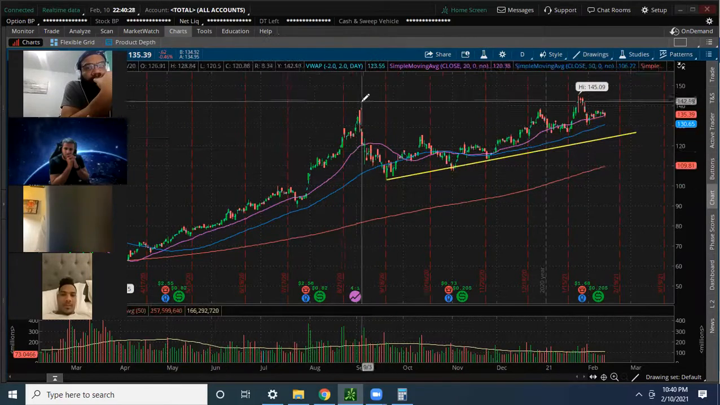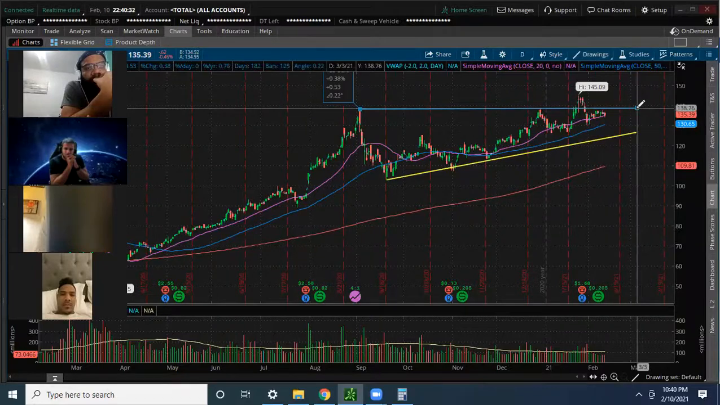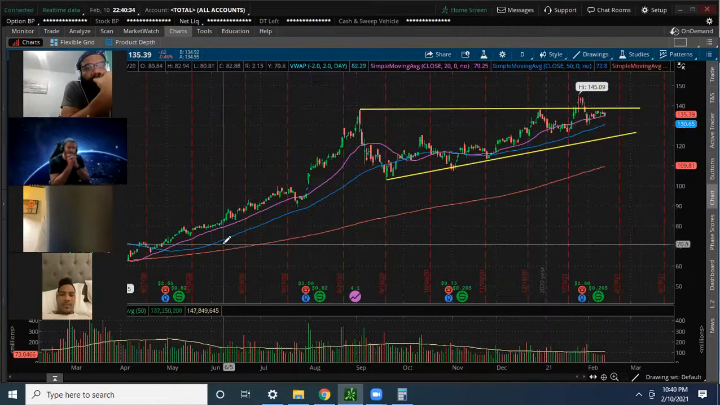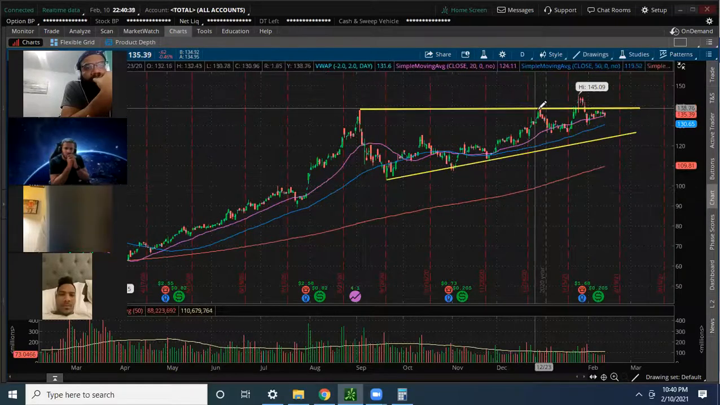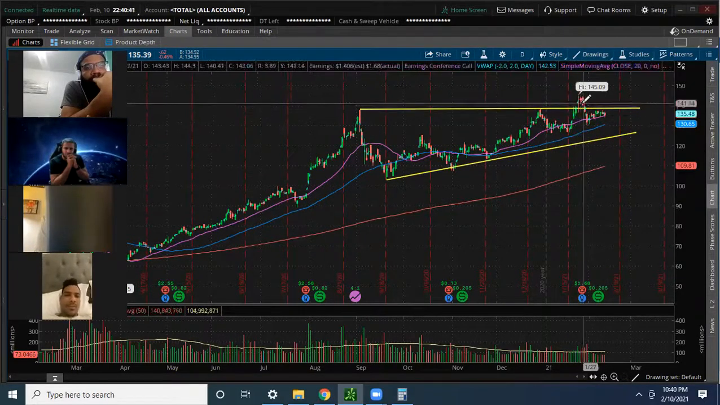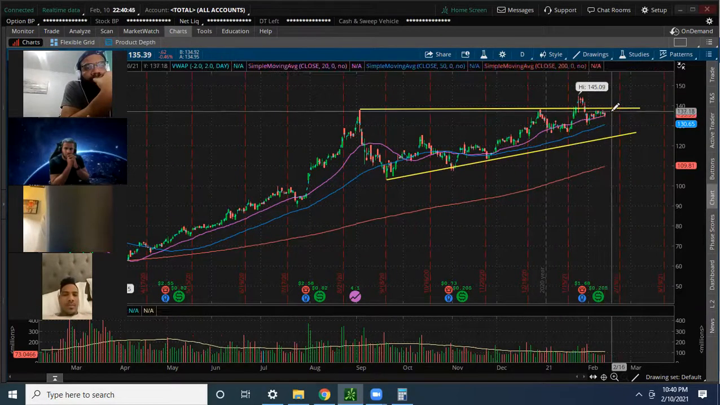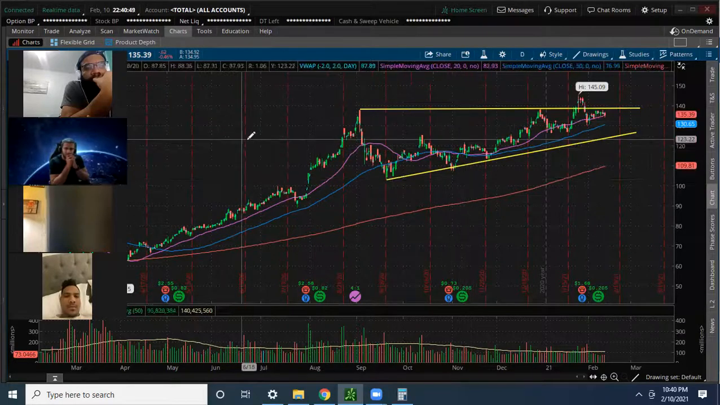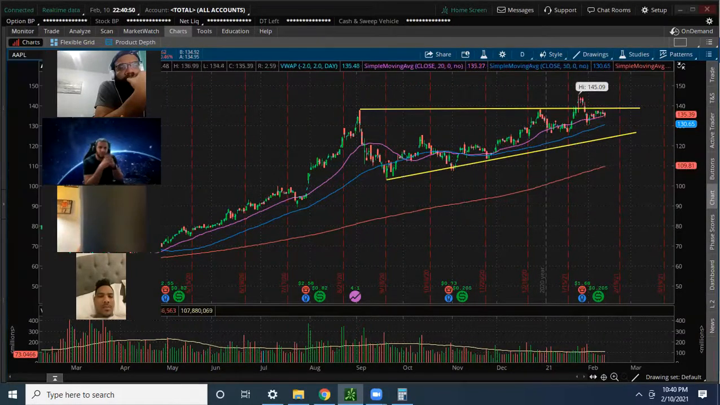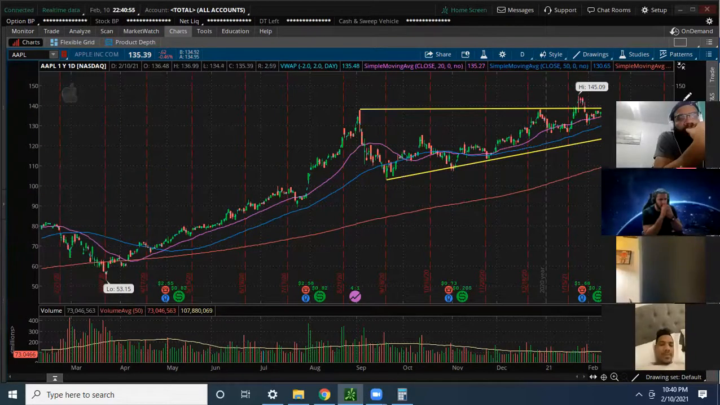Support and resistance. Boom. See that? So we got resistance over here. It breaks out right here. Then it comes back down to the structure. And we do this to identify any structure. So anytime you see a structure being broken, you'll generally see a big move after that.